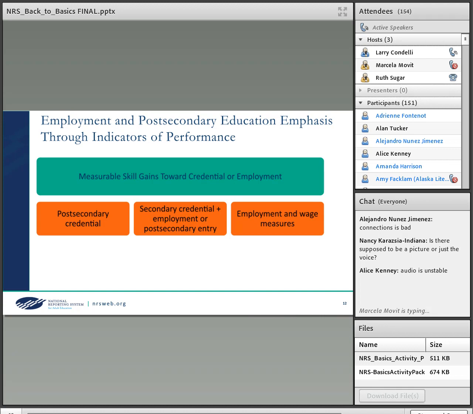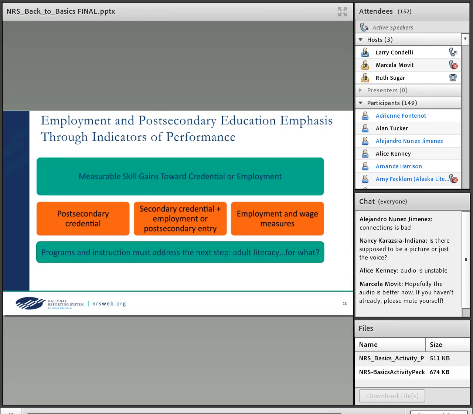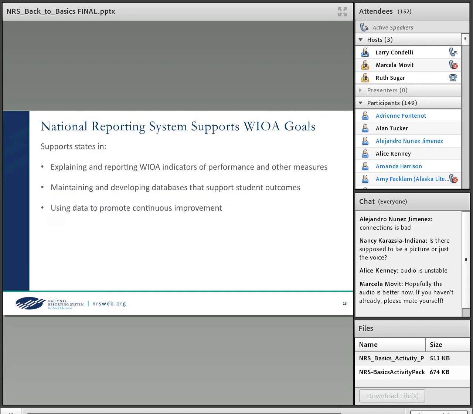And one thing that is embodied in WIOA through these indicators, which of course in adult ed we've done all along, but now it's explicitly in there, is that when you provide instruction and services, they have to be not just to improve literacy and instruction, but to a further endpoint, such as helping the adult get a credential, get a job, and improve wages. And as you see, the indicators are designed to reflect that and to address the next step: for what purpose you are providing the literacy.